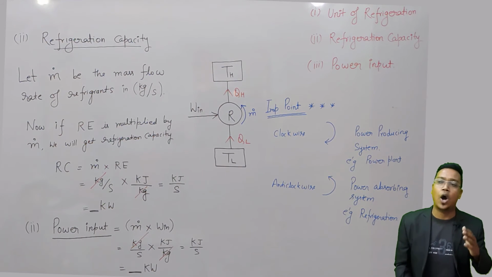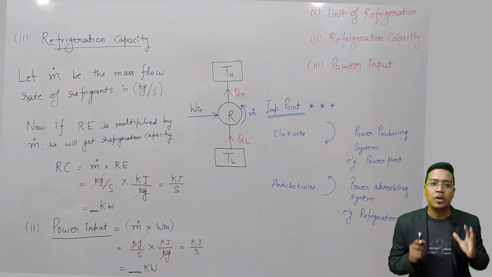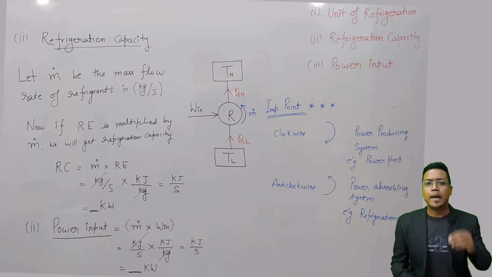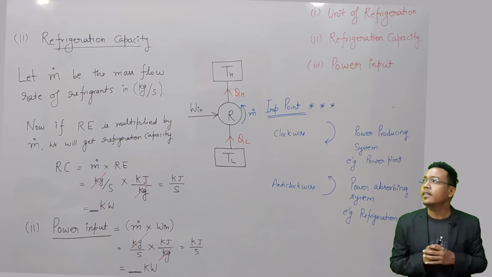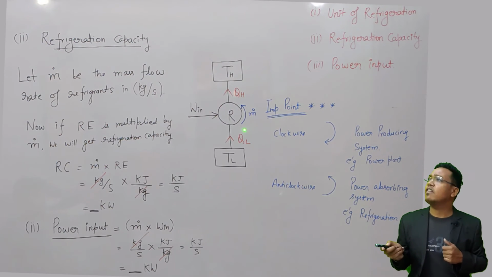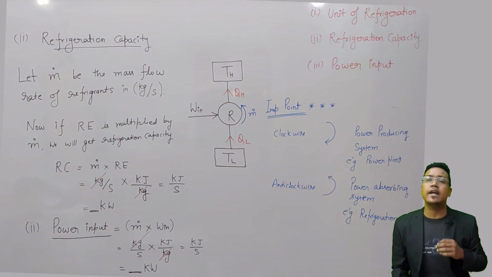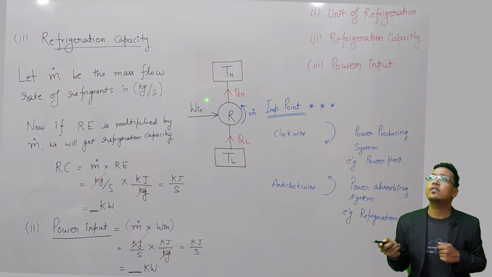Okay friends, now I think you understand all this. Here I want to explain an important point. Friends, here I have given an arrow, and on that I have given the mass flow rate. What does this arrow represent? Is it clockwise or anti-clockwise? It is anti-clockwise.